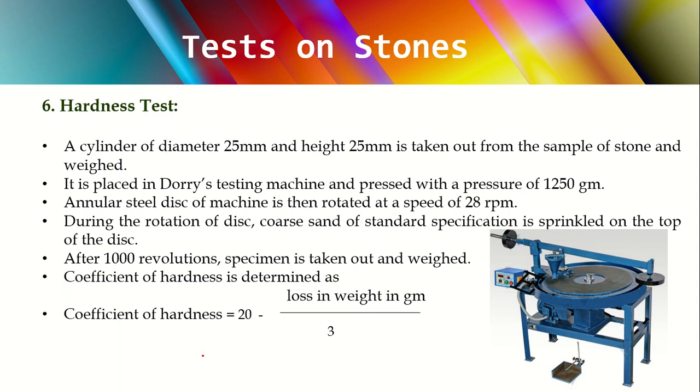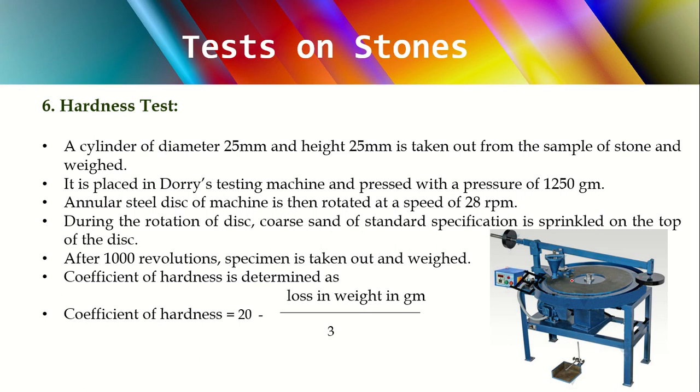Then the bigger one, the big circle what you can see here, is called the annular steel disc. Now you set this disc on rotation. When this disc is on rotation, obviously your sample is also on rotation. The speed of this disc is around 28 revolutions per minute, so for 1 minute it rotates around 28 times. Now our disk is on rotation, our sample is also simultaneously rotating.